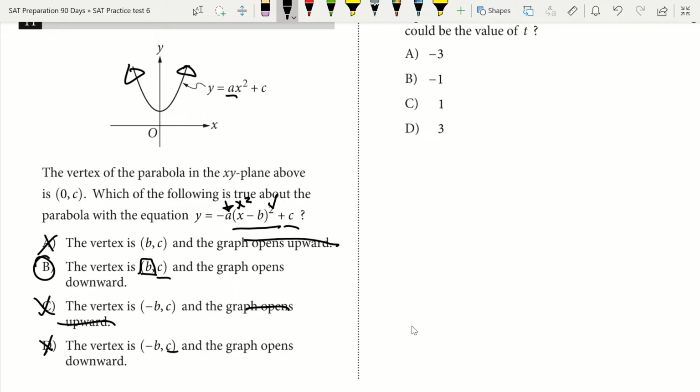We know here that this is vertex form, right? This equation right here is vertex form, and we're always going to do x minus whatever our vertex is, okay? So in vertex form, it's always x minus whatever our vertex is, squared. So in this case, our vertex then must be b. So our answer then has to be answer choice B.